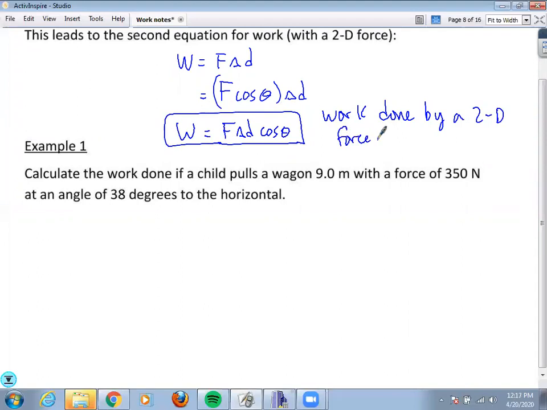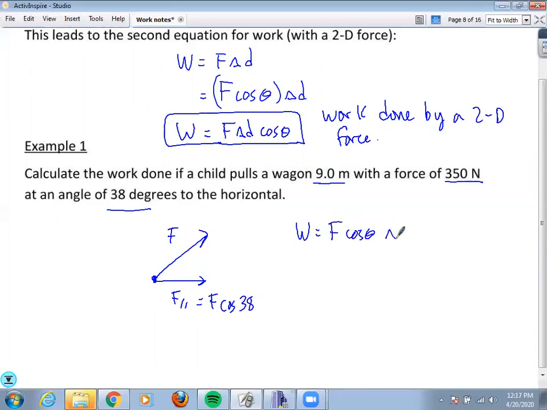Okay, so we can begin then. Calculate the work done if a child pulls a wagon 9 meters with a force of 350 newtons at an angle of 38 degrees to the horizontal. So we have our free body diagram. Here's our F. We want our F parallel, which equals F cos 38. So work will equal F cos theta times delta D. So 350 cos 38 times 9 meters.